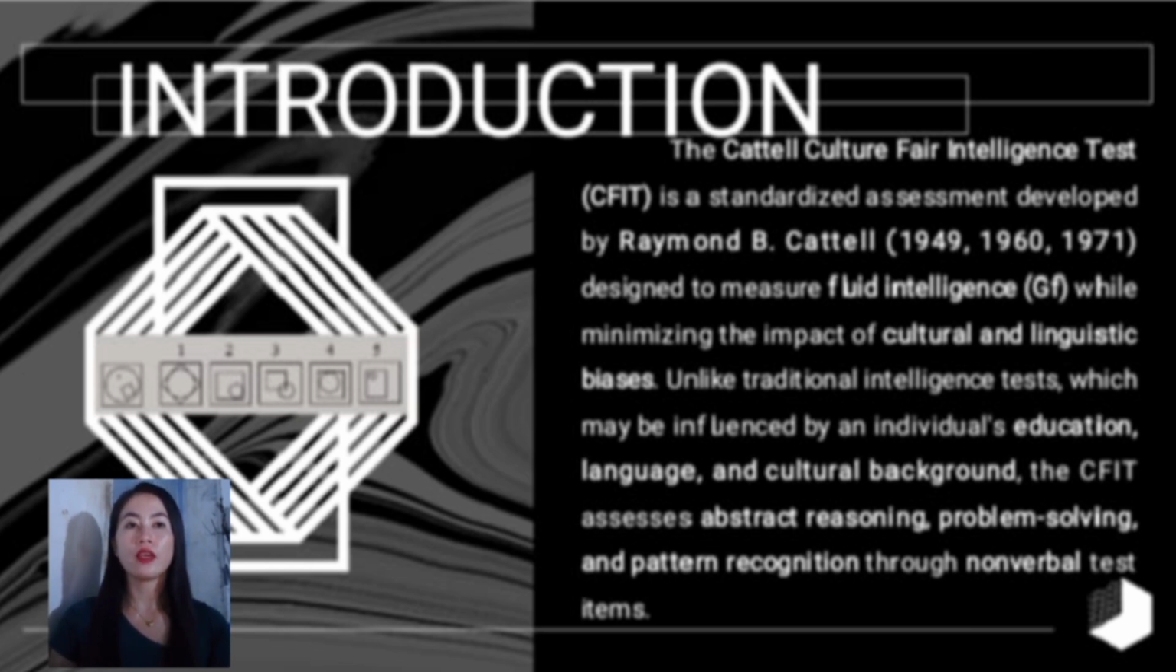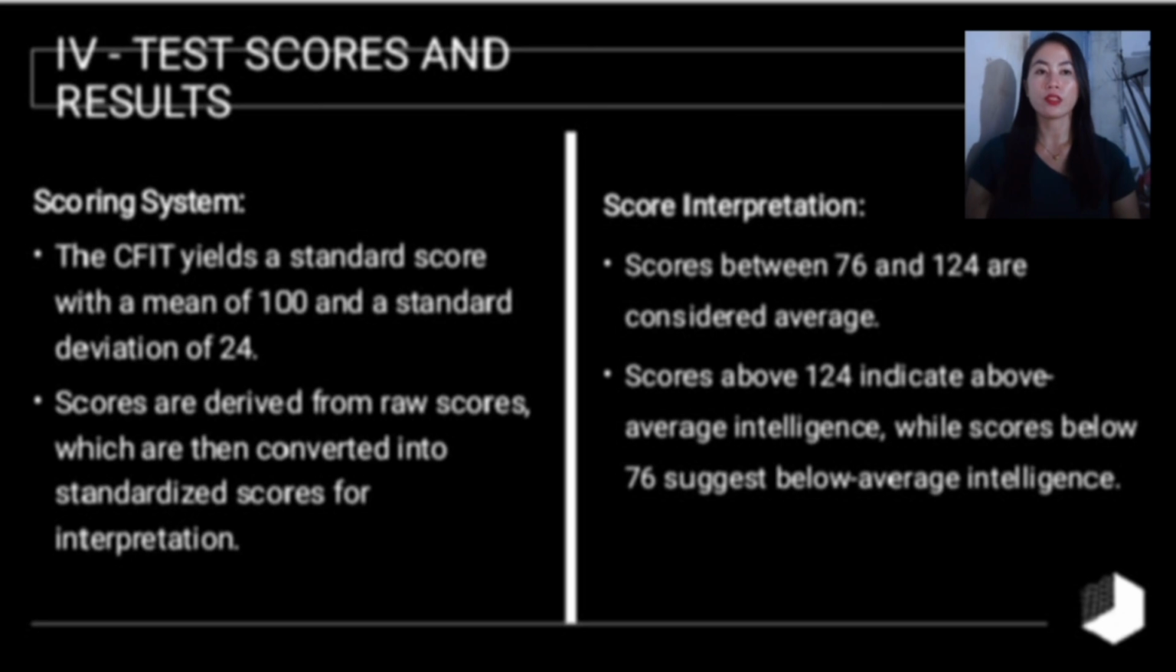So, ang CFIT ay isang standardized intelligence test na binuo ni Raymond B. Cattell. So let's start with the scores and results. The CFIT scoring system is designed to provide a standardized measure of fluid intelligence. Ang raw scores from the test are converted into standardized scores with a mean of 100 and a standard deviation of 24. Ibig sabihin, approximately 68% of test takers will score between 78 and 124, which is considered the average range. Ang mga scores above the range suggest above average intelligence, while score na mababa naman indicate below average intelligence.